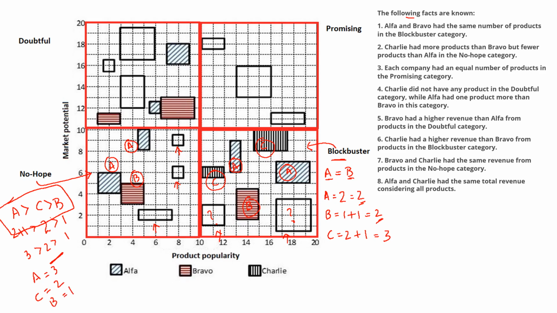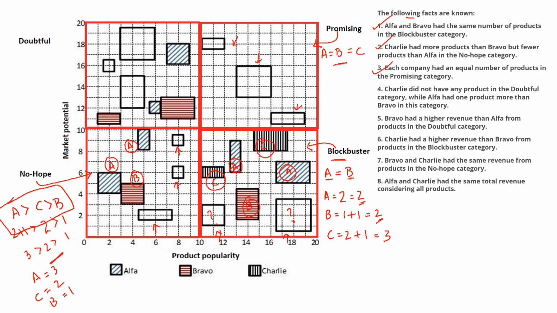Okay, so we are done with these two. And the third is each company had an equal number of products in the promising category. So in the promising category, the number of products of A is equal to B is equal to C. That means we don't know which company these 3 boxes are of, but these 3 boxes are from each company, A, B and C.